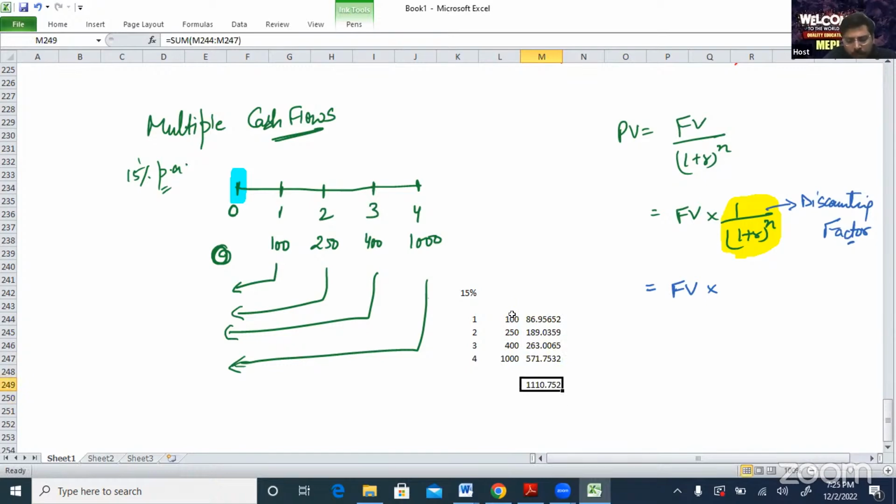So you can see 1110.752. So the same answer is coming. So how can I calculate my net present value? If I have multiple cash flows, how can I calculate my NPV in this manner? I hope this point is fine with everyone. So again, I am repeating the process to calculate the NPV here.